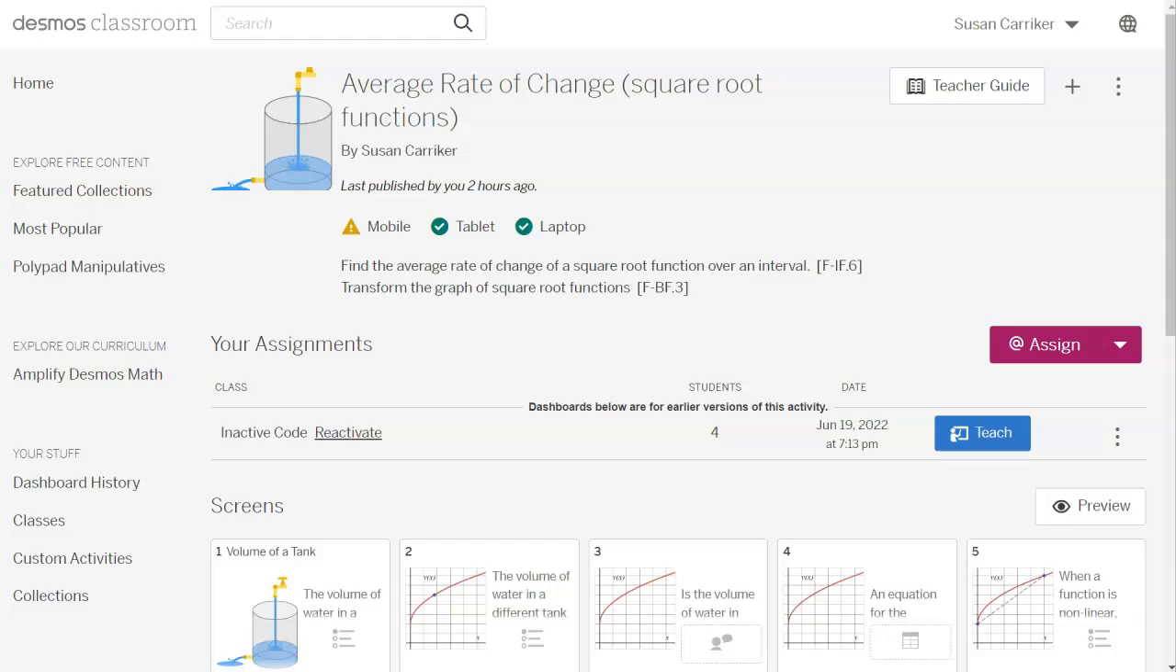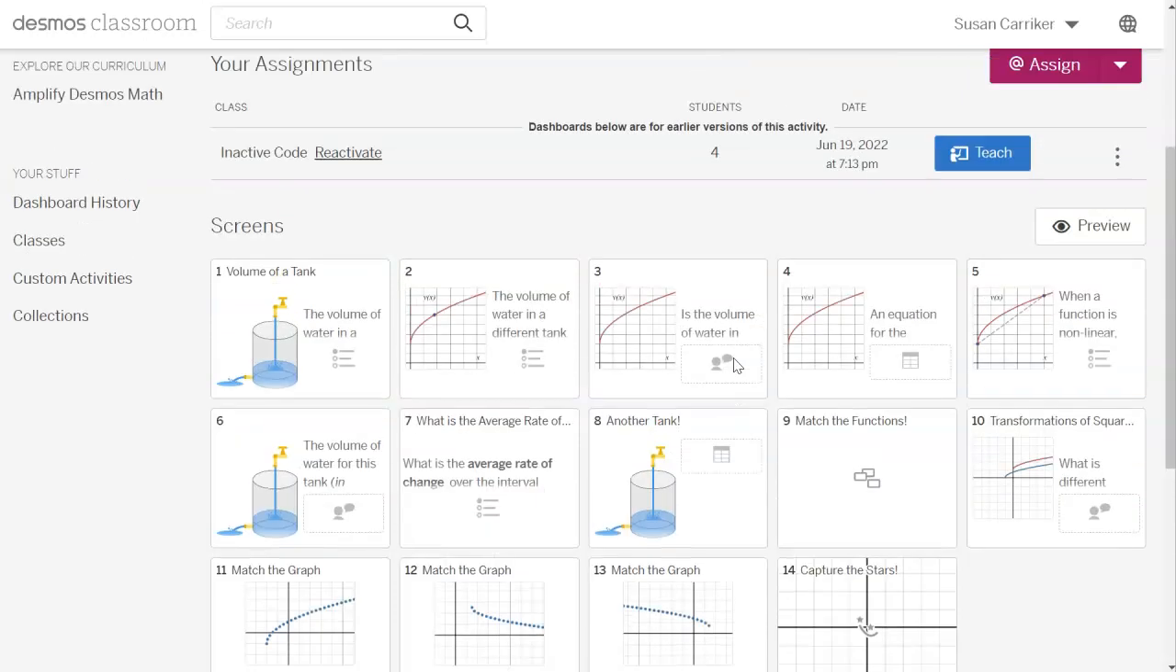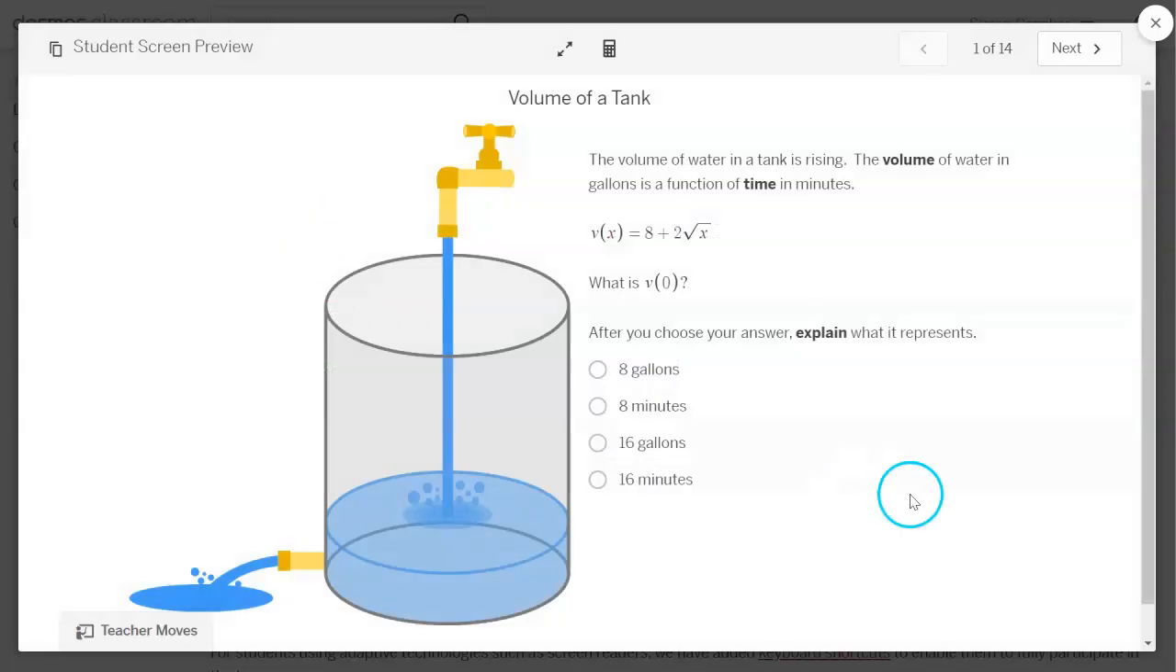So the Desmos classroom activity is pretty short. It's only got 14 screens, and I would say this will take about half your time. So let's take a look. The first thing they're given is a scenario with a function for the volume of water in a tank. They will use function notation to evaluate V of 0 and then explain what it means in context.